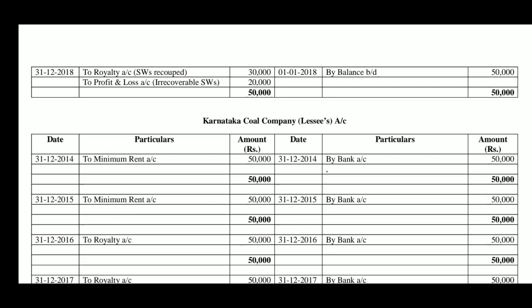The remaining 20,000 cannot be carried forward to 2019. Since 20,000 is irrecoverable, that results in gain to the lessor. Gain is transferred to, that is credited to profit and loss account of the lessor. So, the entry which we have already passed earlier, short workings allowable account debtor to profit and loss account 20,000 with the amount of irrecoverable short workings.